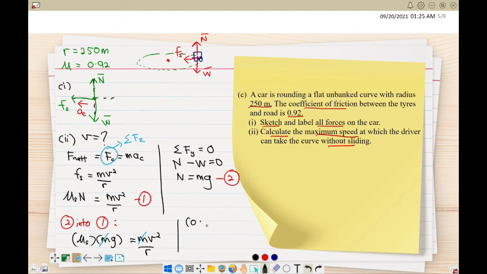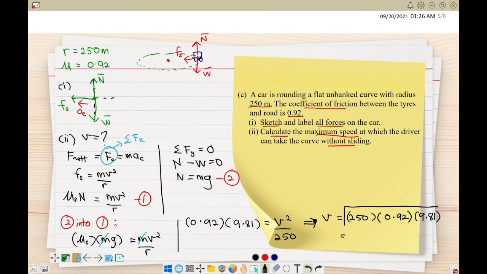And mu s is 0.92. The gravitational acceleration 9.81, equals to v square over the radius. Radius is 250. Okay, I'll continue, there's no space left to continue at the side. So I can find my v. This one is 250 times 0.92 and then times 9.81. Okay, and then you need to set it. We get, okay, please calculate together. So the maximum speed is 47.5 meter per second. Okay, slow is fine, slowly it becomes correct.